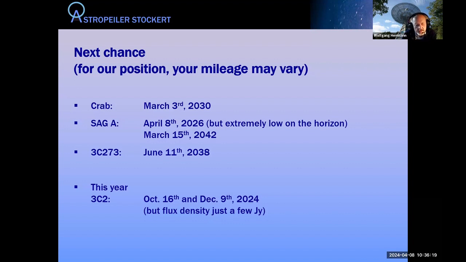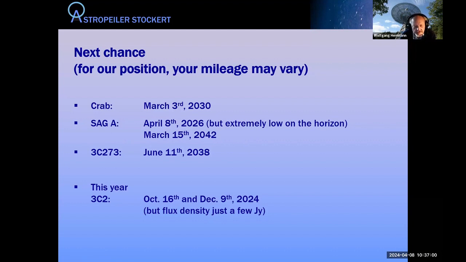The Sagittarius A region, that's the first one, is pretty soon for a lunar occultation in 2026. However, it's extremely low on the horizon for us. And I have explained the trouble when you're low on the horizon: you get a lot of thermal background, you get RFI and so on. In this case, we may be able to try it, but I'm not very hopeful. And then we would have to wait until 2042. Admittedly, I'm not planning that long.